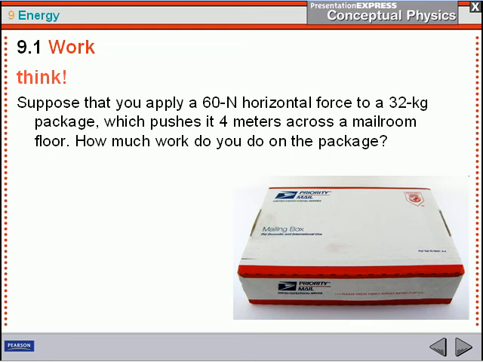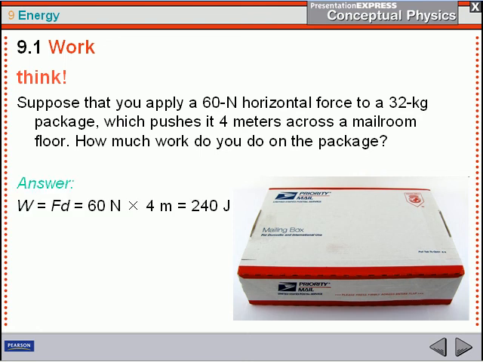Now let's say we apply a 60 Newton force to a 32 kilogram package, and we push it across 4 meters across a mail-room floor. How much work do you do on the package? Well, the first thing I'm going to tell you is that it's 32 kilograms of red herring in that package, and it's going to be a smelly package full of fish, because there's a number here we don't need. The only thing we're looking for work is the force and the distance. The actual mass of the package is not of concern to us when we're trying to find work. So it's going to be the force times the distance, 60 newtons times 4 meters, and that'll give us 240 joules.